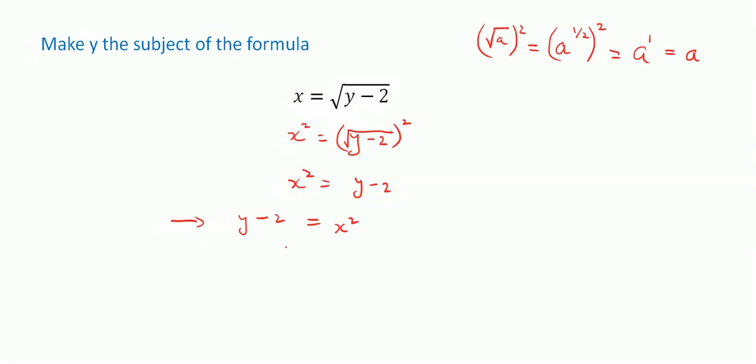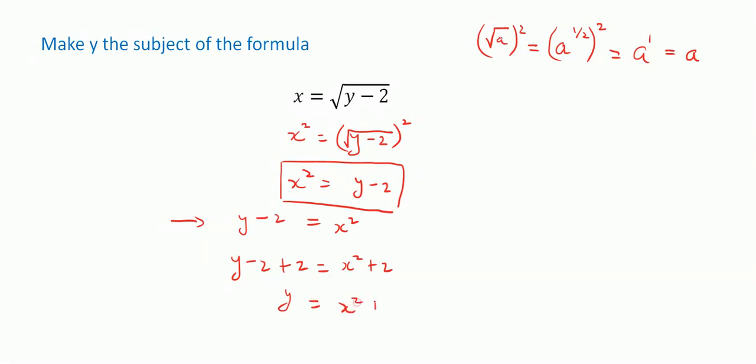Makes sense, right? Somebody might say, well, why didn't you change the signs? Well, all I've done is move the right hand side to the left hand side and the left hand side to the right hand side. In order to make y the subject now, it'll be y minus 2, so I have to add 2 on both sides. x squared plus 2. Minus 2 plus 2 is 0. So therefore y is equal to x squared plus 2.